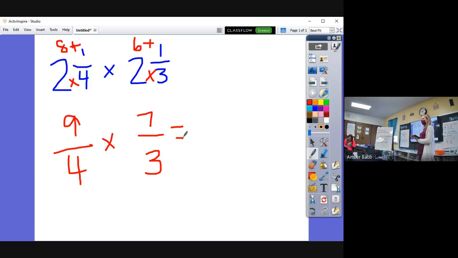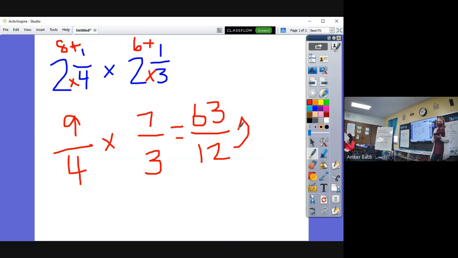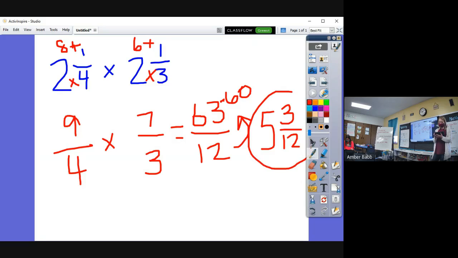Numerator times numerator. 9 times 7 is? 63. Pretty sure it's 63. And 4 times 3 is? 12. Now we've got to reduce this down. It is an improper fraction, so I've got to figure out how many times 12 goes into 63. Fiona says 5. What is 5 times 12? 60. So I would subtract 60 from 63, and that gives me 3. So 5 and 3/12. You can still reduce.